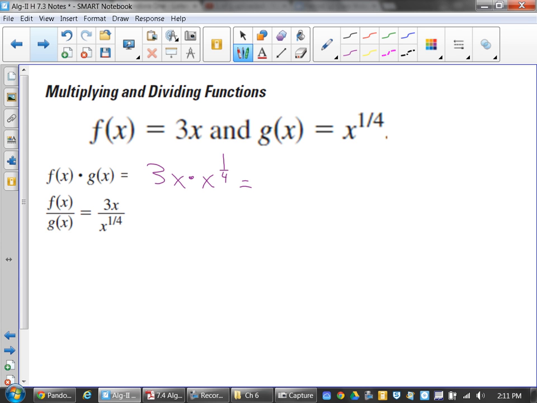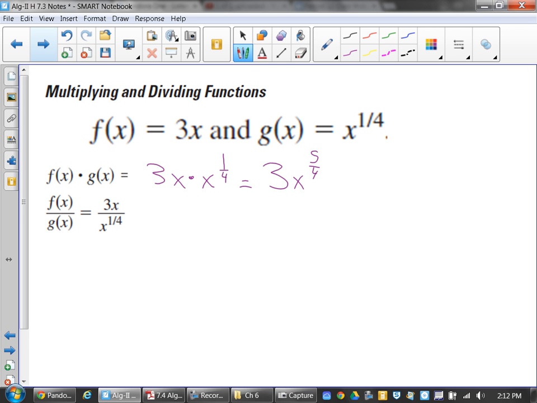Everybody okay if I took care of numbers first there? You just get 3. And then what's x times x to the 4th? X to the 5. That's it. Okay. Same base, different exponents. Just add your exponents to multiply.